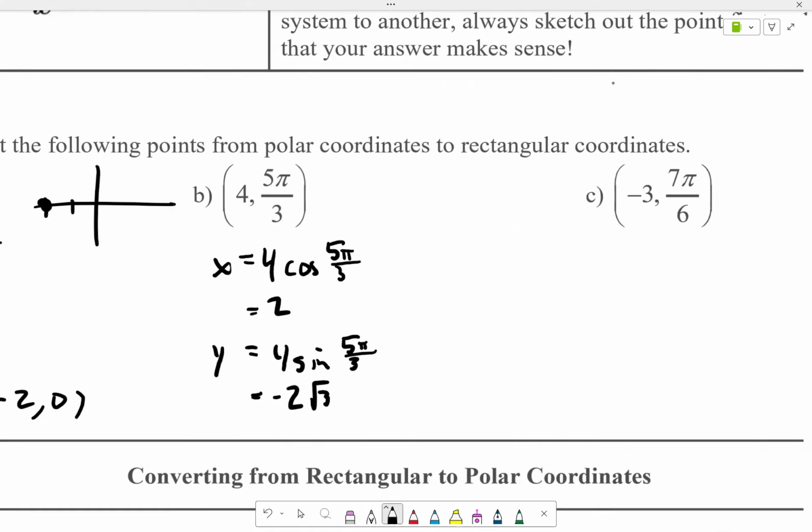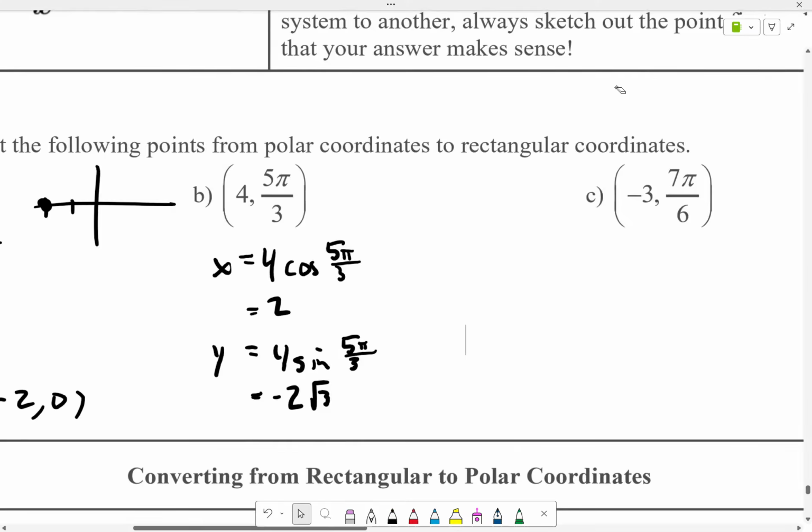Why is it negative? So Judy, where did that negative come from? Yeah, sine of 5 pi over 3 is negative √3/2. That's in the fourth quadrant. Nice.